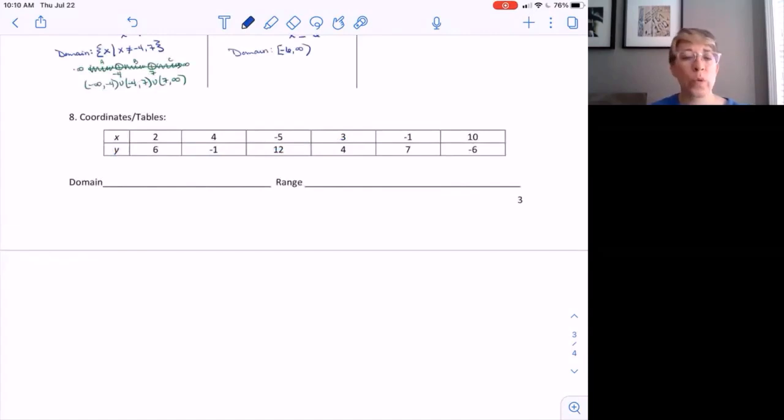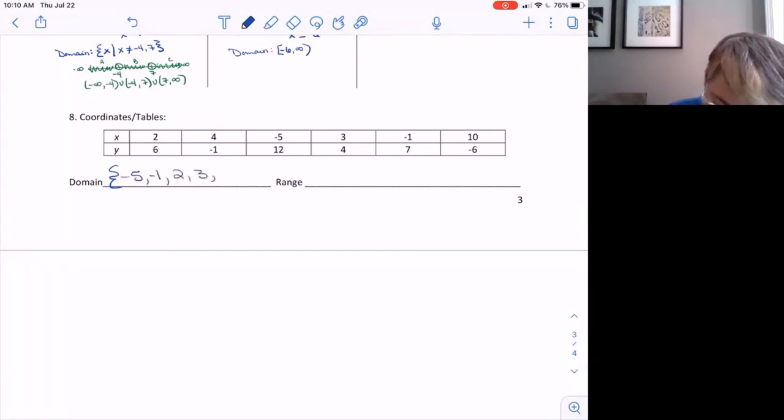Coordinate tables, we have x and y. And remember, the domain are all the input values, but these are not intervals. So we can list them by using our braces. And generally, we list them in numerical order. Now, in this table, I kind of mixed up all the numbers. So the smallest is negative 5. Next smallest, negative 1. Then we have 2, 3, 4, and 10. It's always a good habit to put them in numerical order.